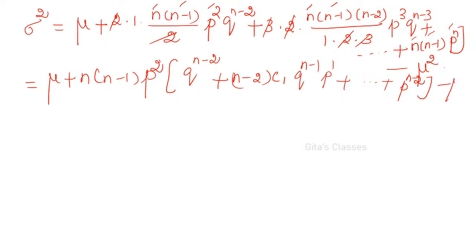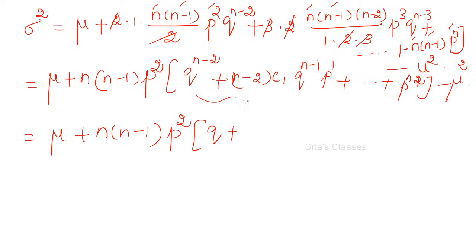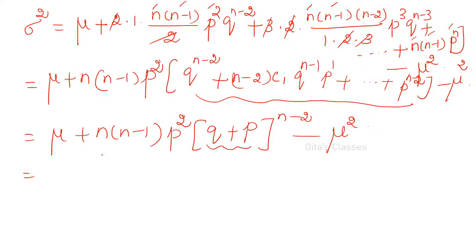P power n minus 2 minus mu squared. So this is equal to mu plus n into n minus 1 into P squared into, this is again binomial expansion of Q plus P the whole power n minus 2, right? Minus mu squared. What is Q plus P? It is 1. So mu, I'll write the value now. Mu is np, just now we have found out. That is n minus 1 into P squared. And what about this term?